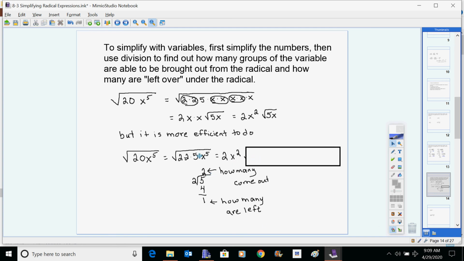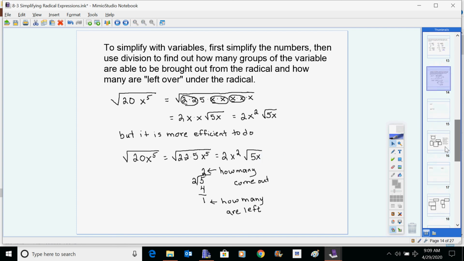So a 2 comes out because there's a pair of 2's, and x squared comes out because when we divide 5 divided by 2, 2 is our whole number that comes out, and you're left with 1x underneath the radical. You're always taking exponent divided by index. The remainder would be how many remain underneath for these variables with their exponents. Nice simple little trick. So if you haven't heard that before, because I know we've got some students who came from another place, love this method.